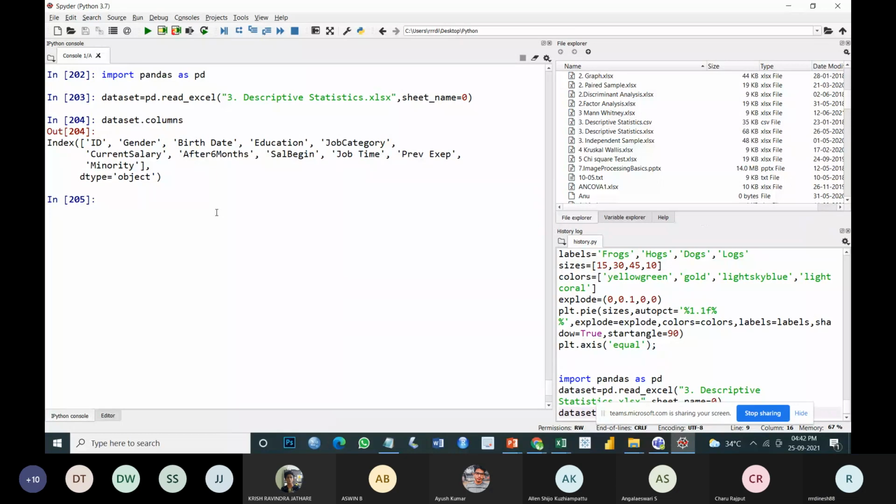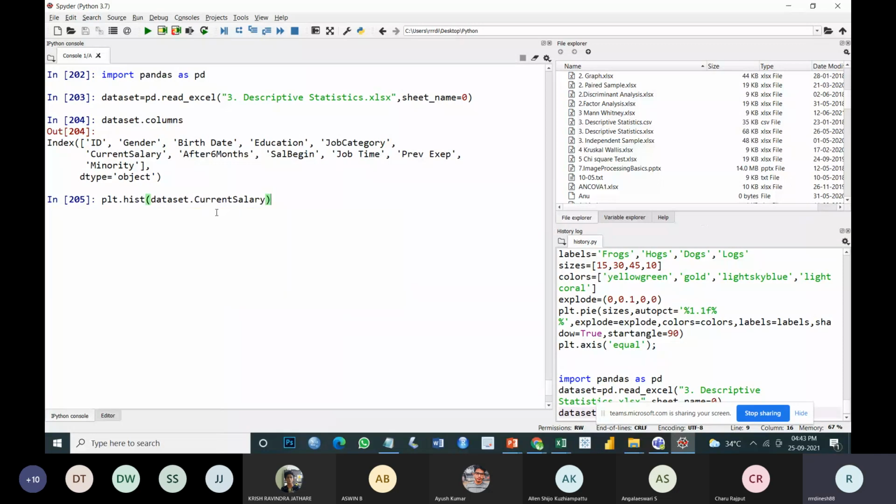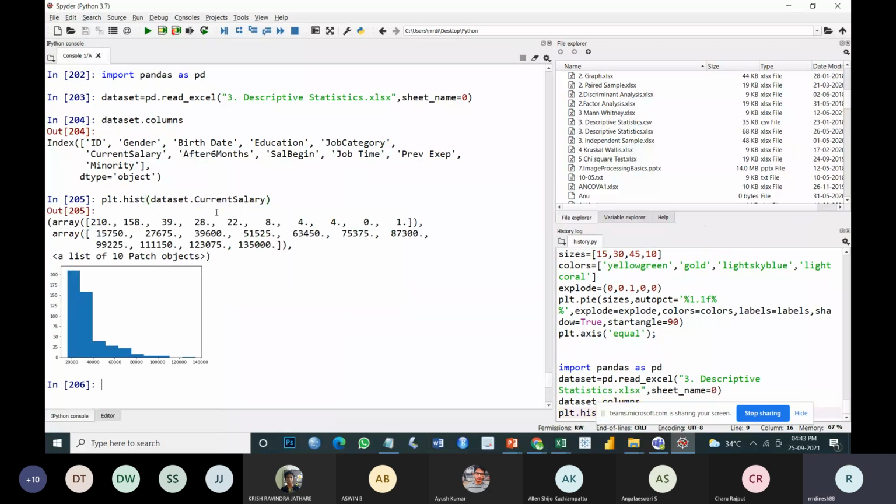Now we can draw the histogram. plt.hist of dataset.current salary, and we get the histogram. Histogram is a frequency distribution. So when we go for histogram, it is a frequency distribution. We draw the histogram.